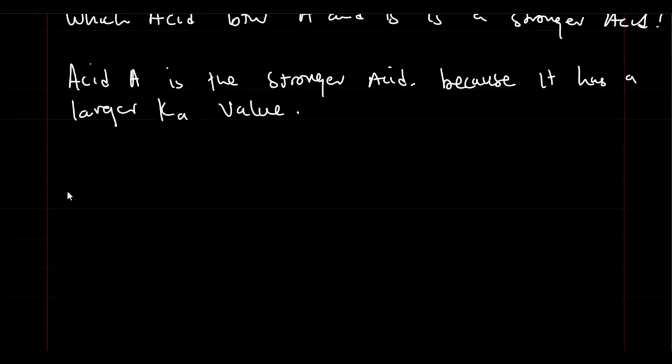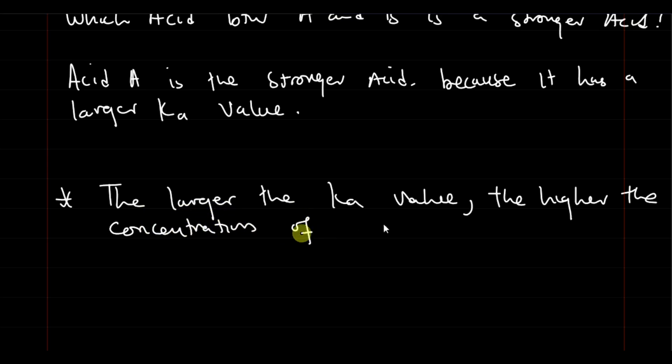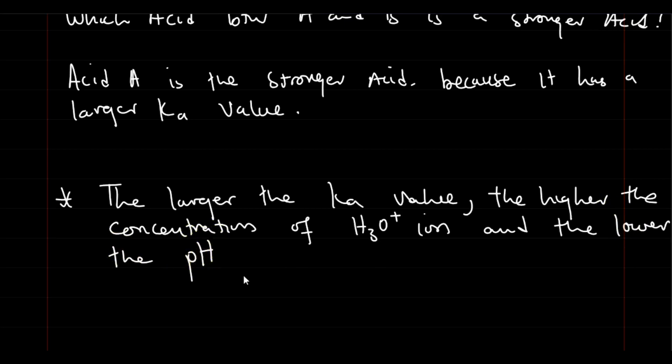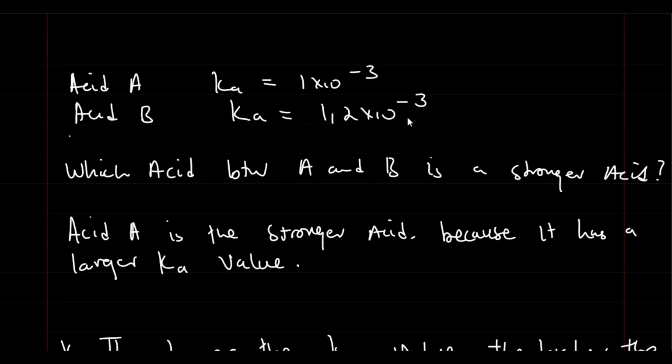Okay, so now let me give you some conclusion, okay, some guideline. So now, the larger the Ka value, right, means the higher the concentration of hydronium ion, and the lower the pH. Okay, now remember, we could ask you about the strength of the acid by using pH values.